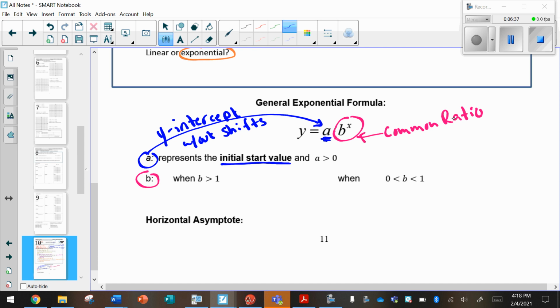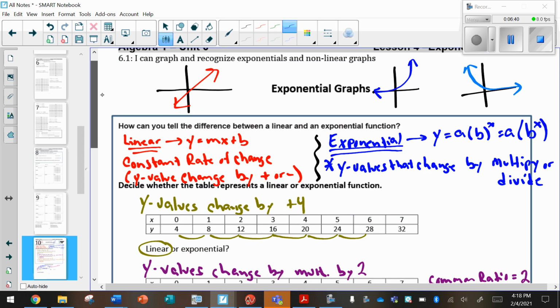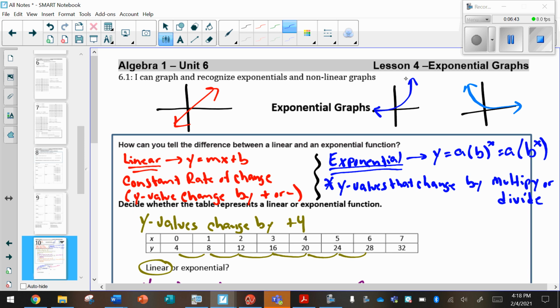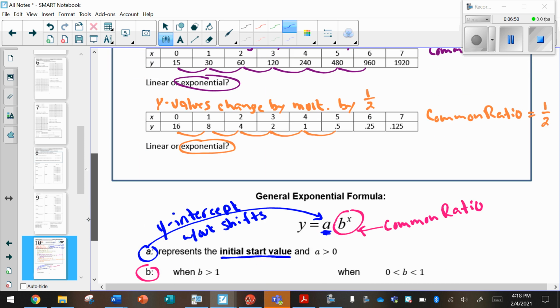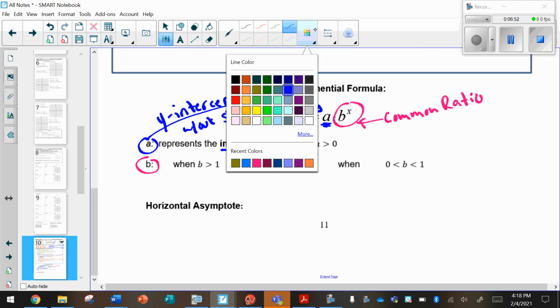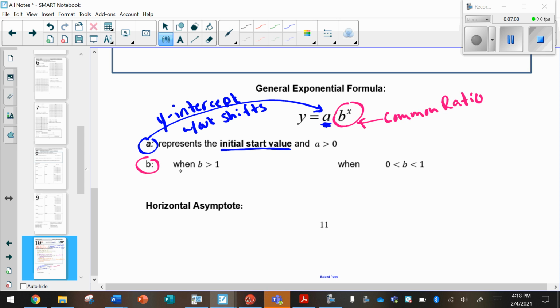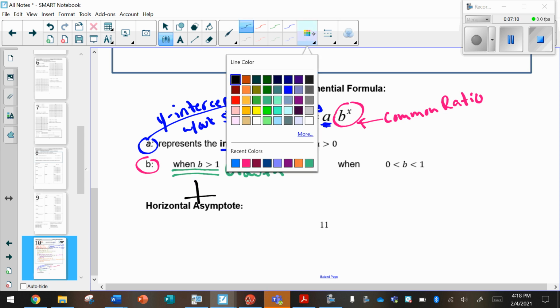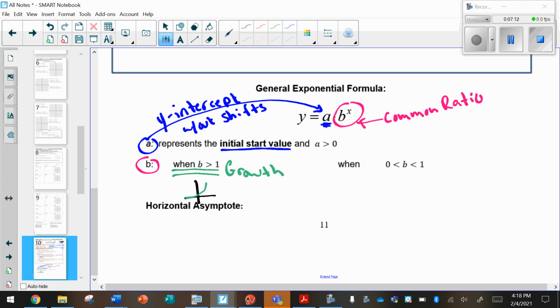Our common ratio will tell us whether we have a graph that is increasing, like exponential growth, or a graph that is decreasing, like exponential decay. And this is kind of logical how we tell the difference. If the graph is increasing, that means we have to be multiplying by a number that will make our values bigger from one to the next. So when our b value is greater than 1, we get a growth. An exponential growth is when our graph will increase from left to right.